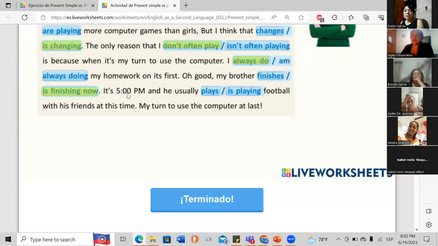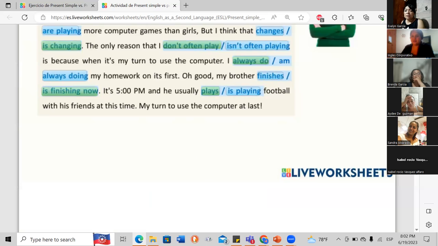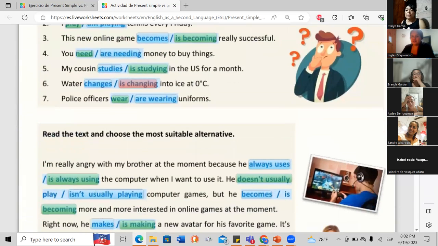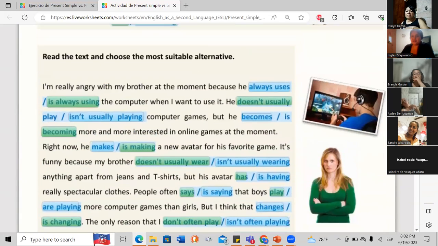Okay. It is 5 p.m. and he usually plays or is playing football? Plays. Okay, good. Let me see now. Okay, good job. Now, yes. Oh, aquí quizás no lo puse. Well. Okay, we are going to read this.